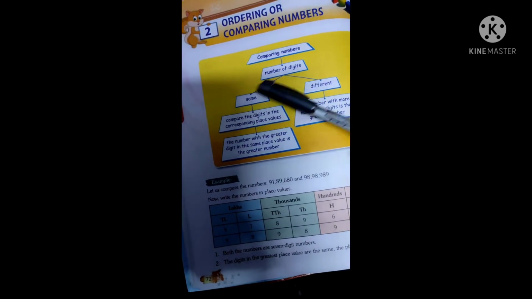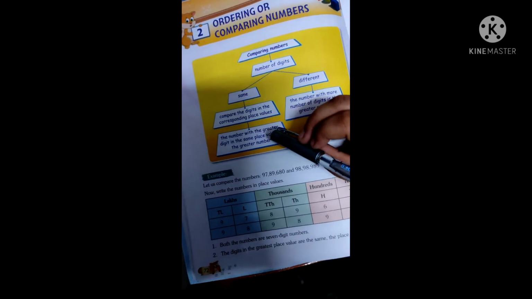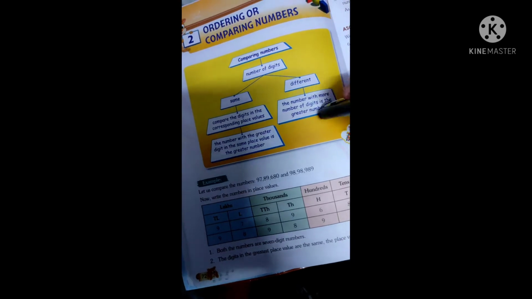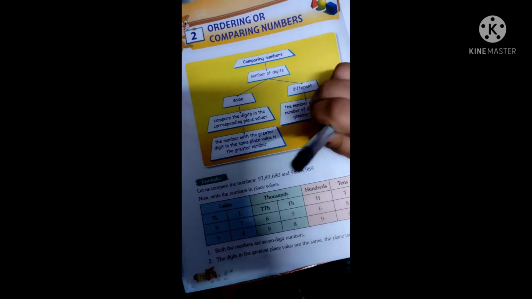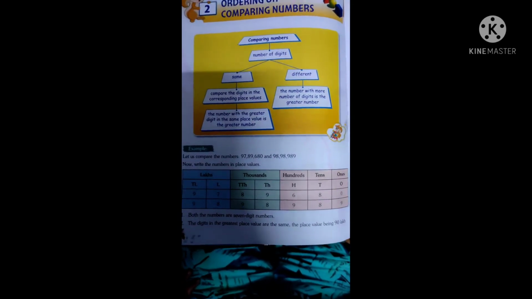If the number of digits is the same, compare the digits in the corresponding place values. The number with the greater digit in the same place value is the greatest number. If different, the number with more digits is the greater number. So if the number of digits is the same, we have to compare the numbers in corresponding place values. And the next one: the number with the greater digit in the same place value is the greater number.